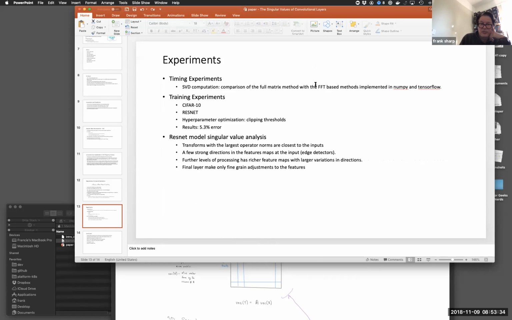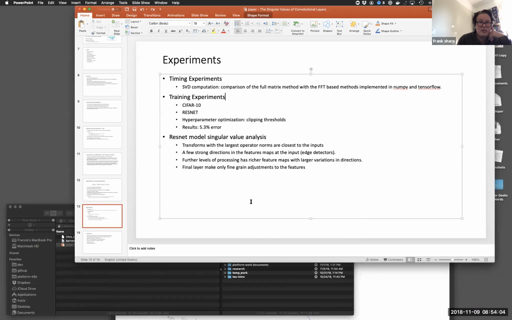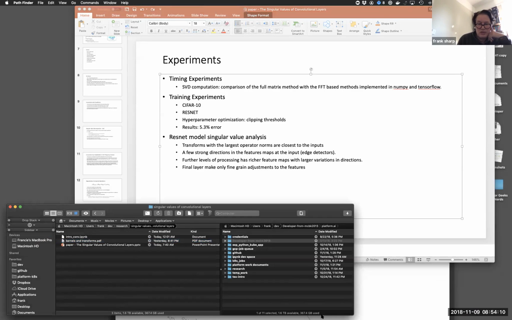So finally, the paper talks about experiments. The first thing is just timing. They look at the comparison between the full matrix method of factorization with these FFT-based methods implemented in NumPy and TensorFlow. So I believe, if you look at the paper, maybe at this point it's a good time to bring the paper up.